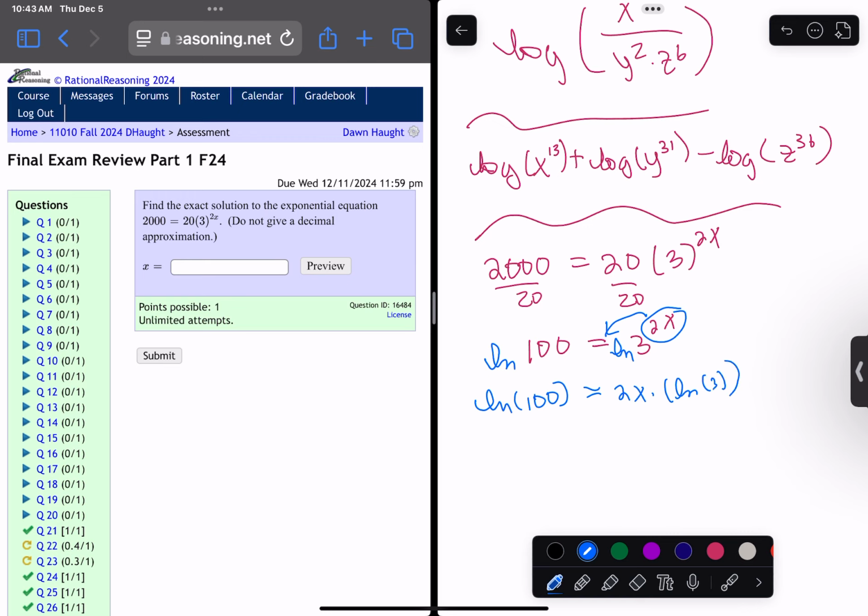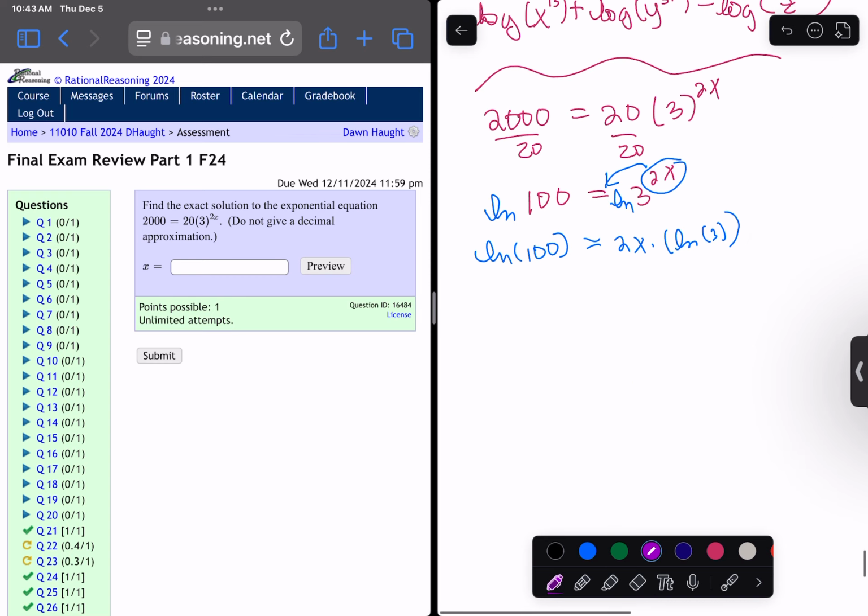Okay. So think about if we had x times some numbers and we wanted to solve that equation. You divide, we got it. And that's our exact answer. We don't have to do anything else. So just divide by 2 and the natural log of 3 on both sides, and you have just solved for x. That is our exact answer.